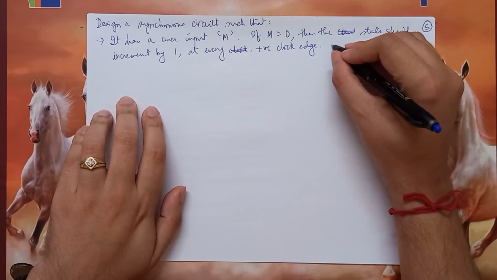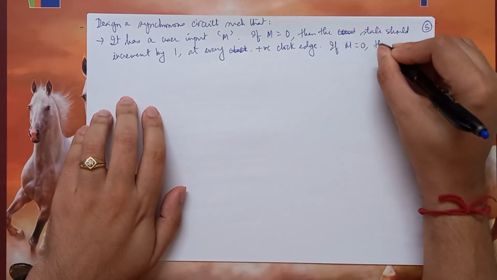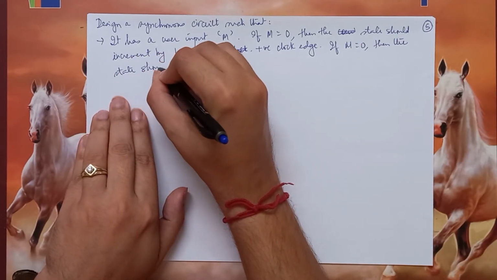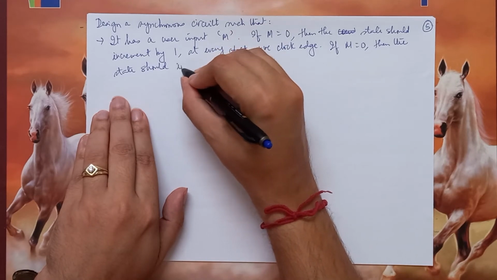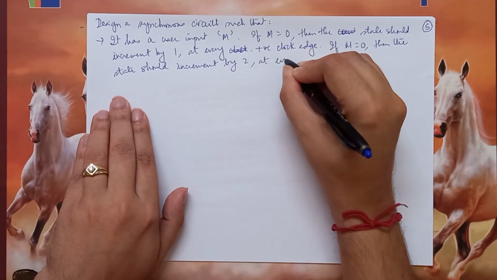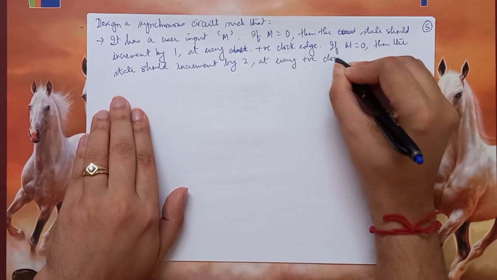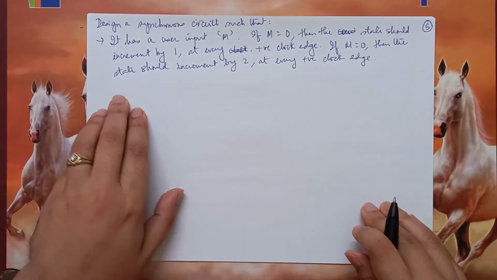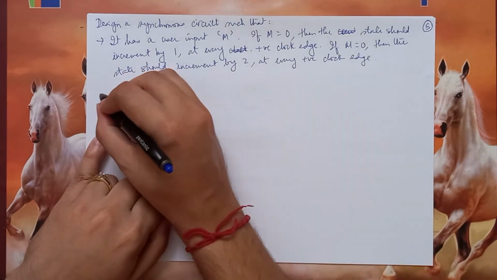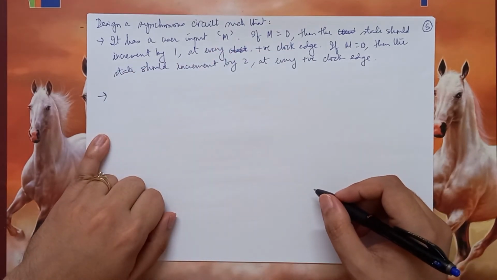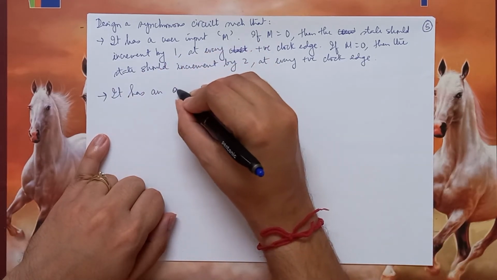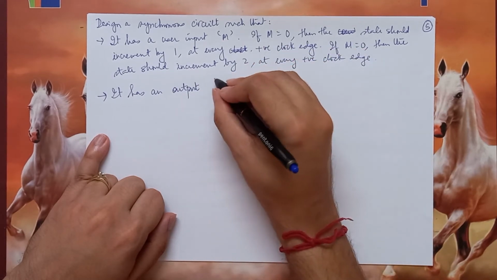And if M equals 1, then the state should increment by 2 at every positive clock edge. All right. Next, it has an output. Let's call this Y.